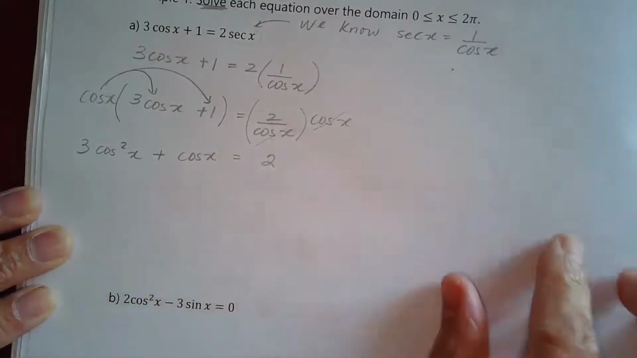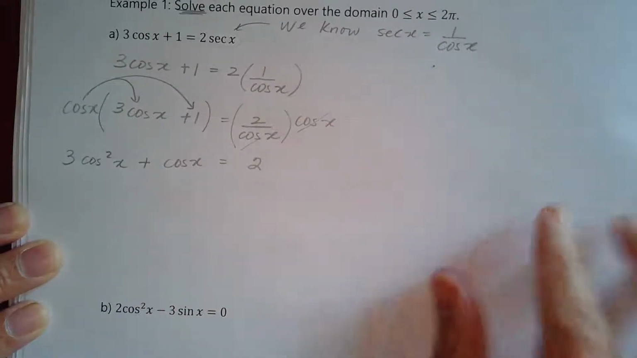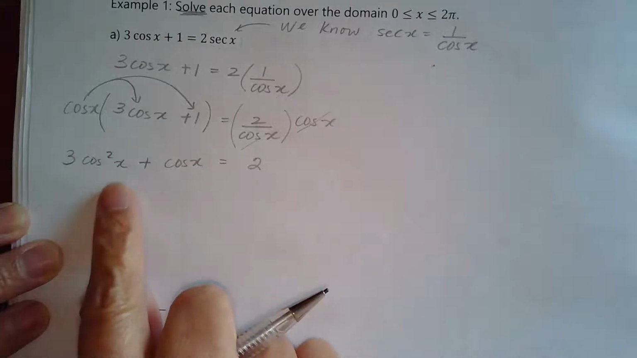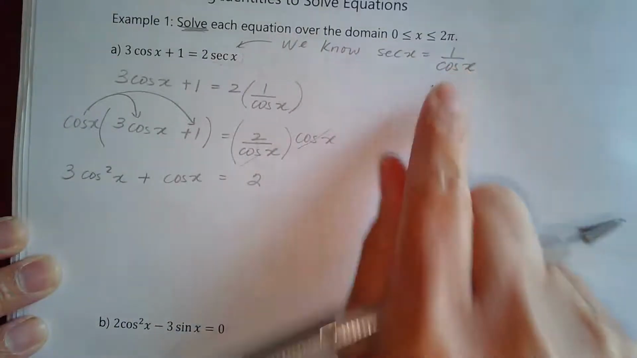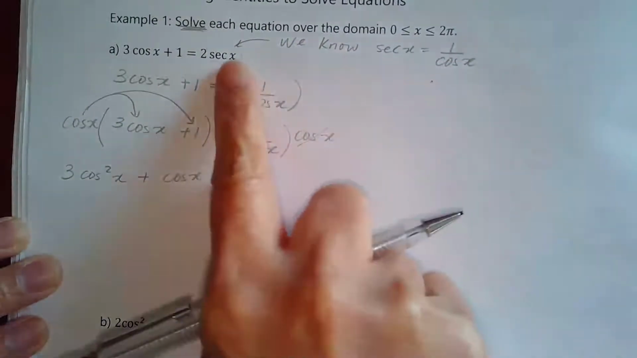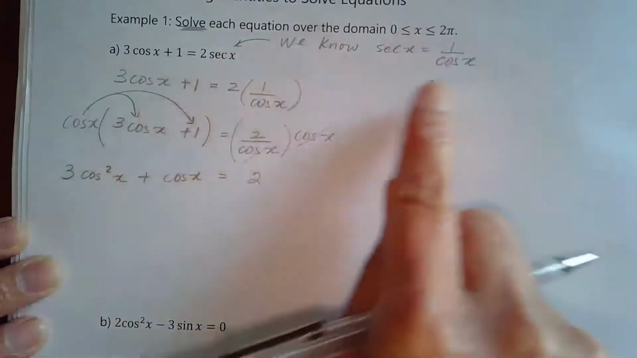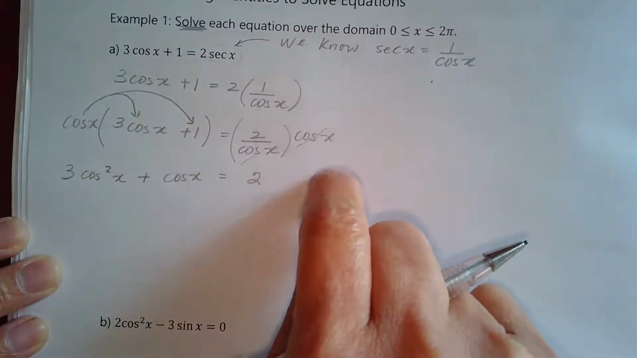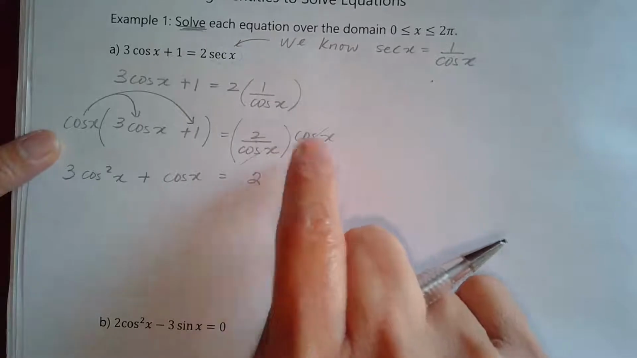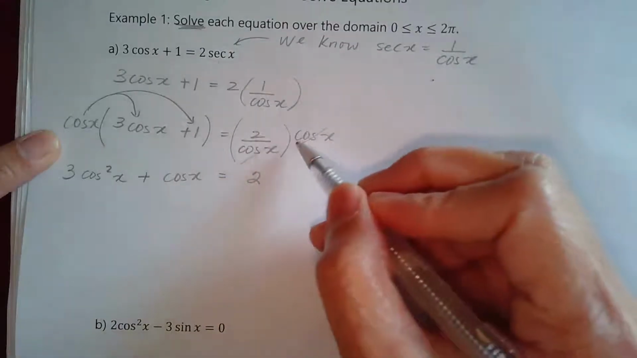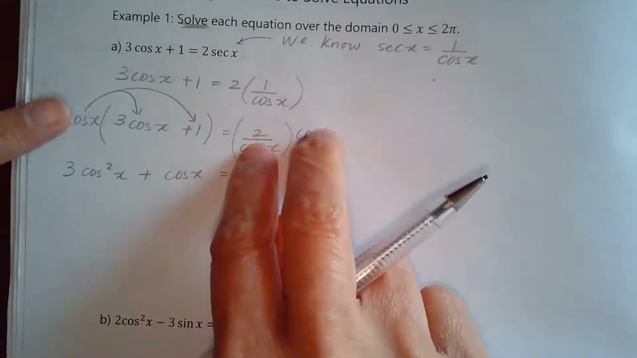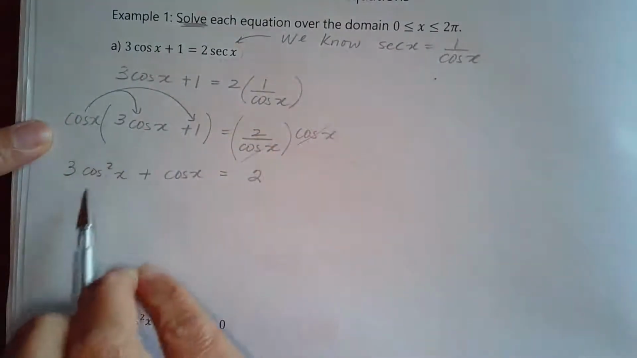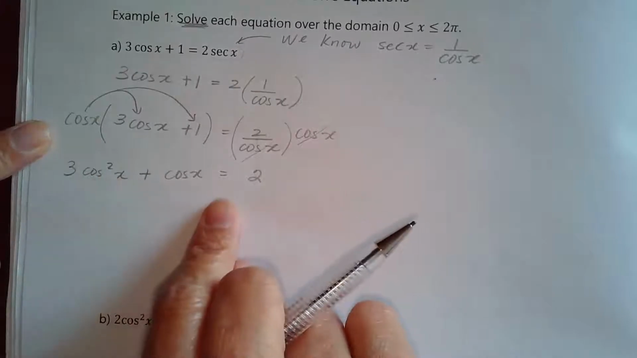Okay, so this is where we are at. The very first thing that we did was to substitute 1 over cos of x in place of secant of x. And then the next thing we did was to multiply cos of x on each side to get rid of the denominator. So that's gone, and cos of x times cos of x is cos squared of x.